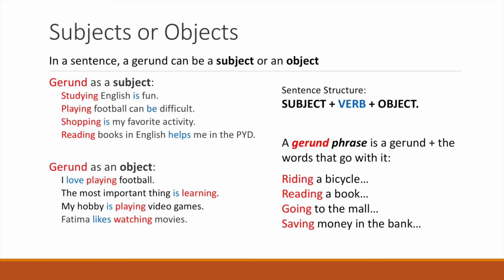Take a moment, pause the video, practice writing some sentences using gerunds as the subject of a sentence and also as the object. Don't forget that your gerund phrase should make sense. So the gerund, or the noun you are using, should be paired with specific words that go with that gerund.